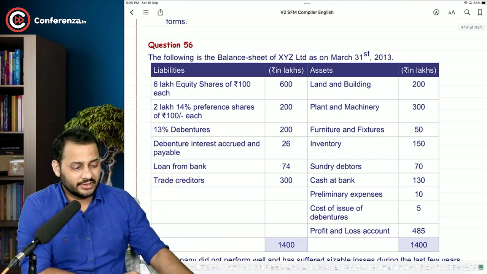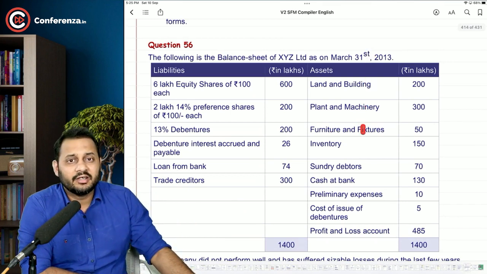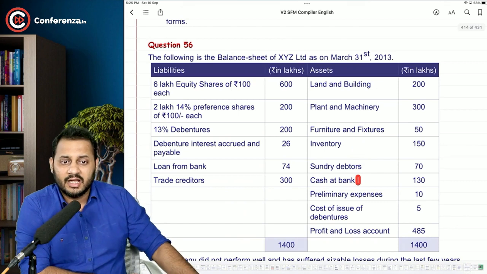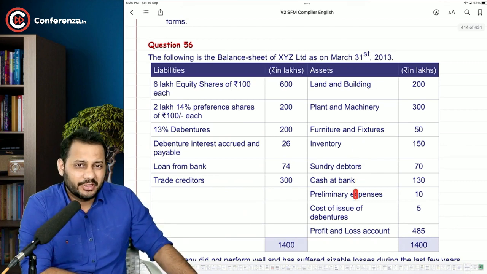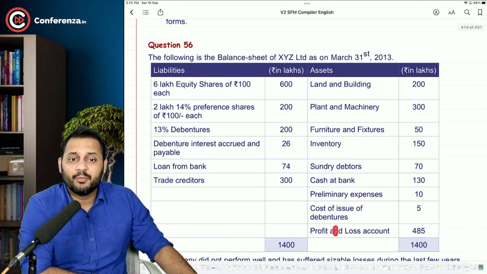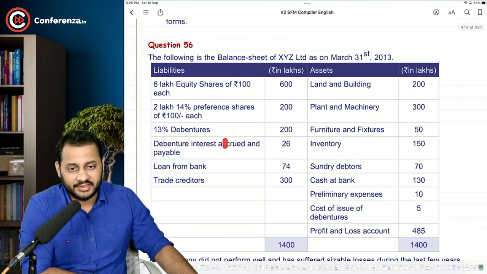Okay, on the asset side you can see we have land and building, plant and machinery, furniture and fixtures. All these three items relate to the fixed assets. Then inventory, sundry debtors, cash at bank, these are current assets. And again, something which should not appear in the balance sheet, which gives a bad impression, is the preliminary expenses, cost of issue of debentures, and profit and loss account debit balance 485. That means this is purely a loss, because if it were a profit, it would have appeared on the credit side.